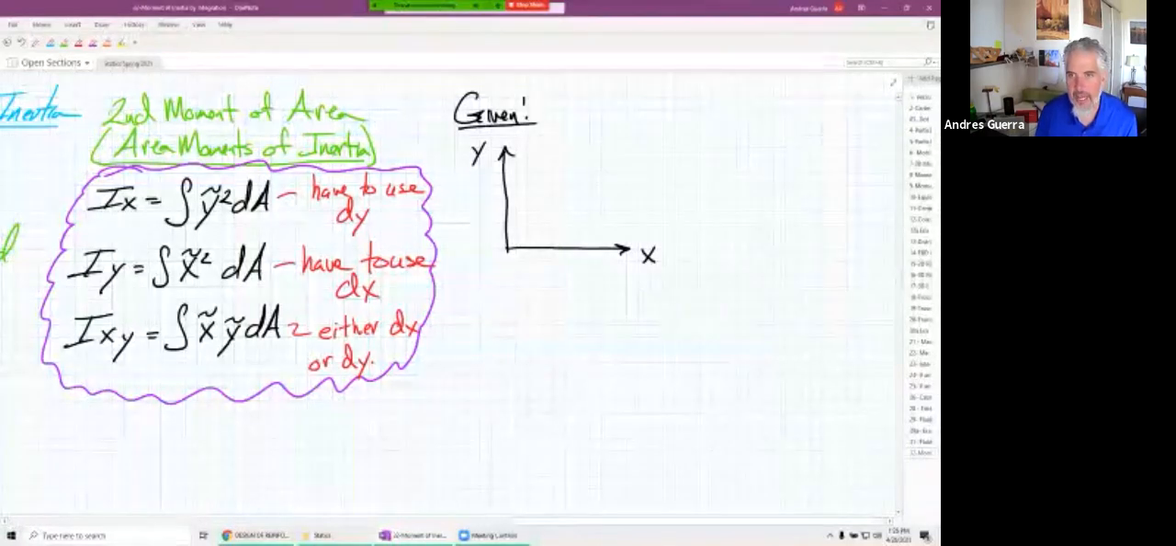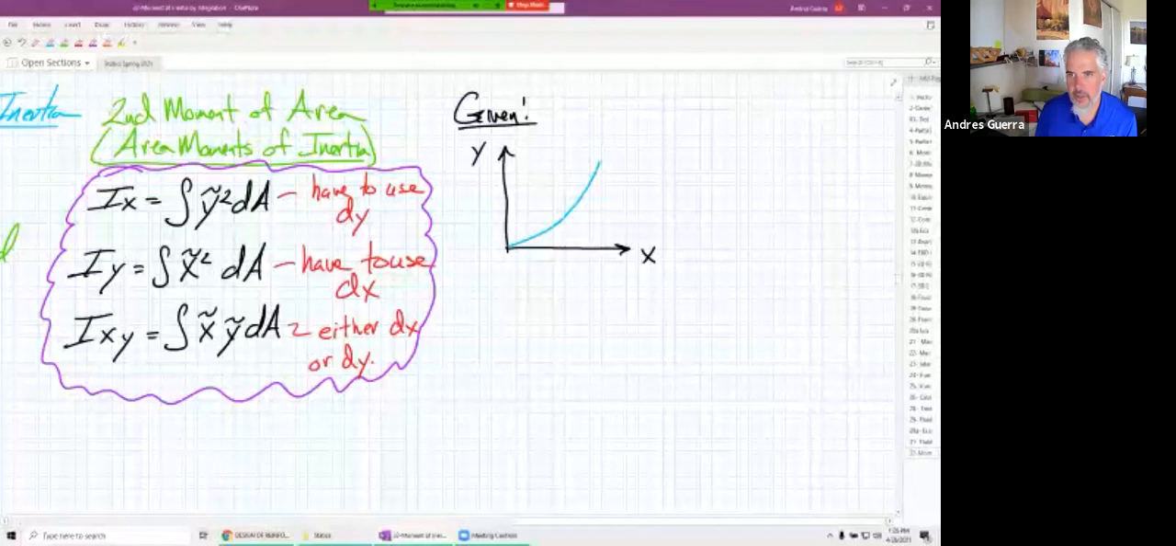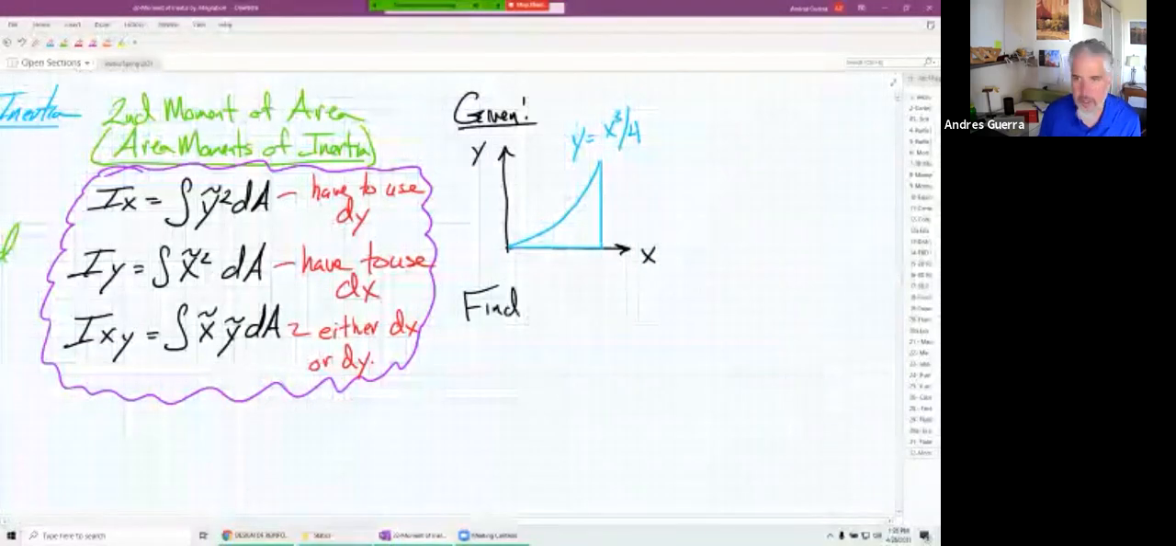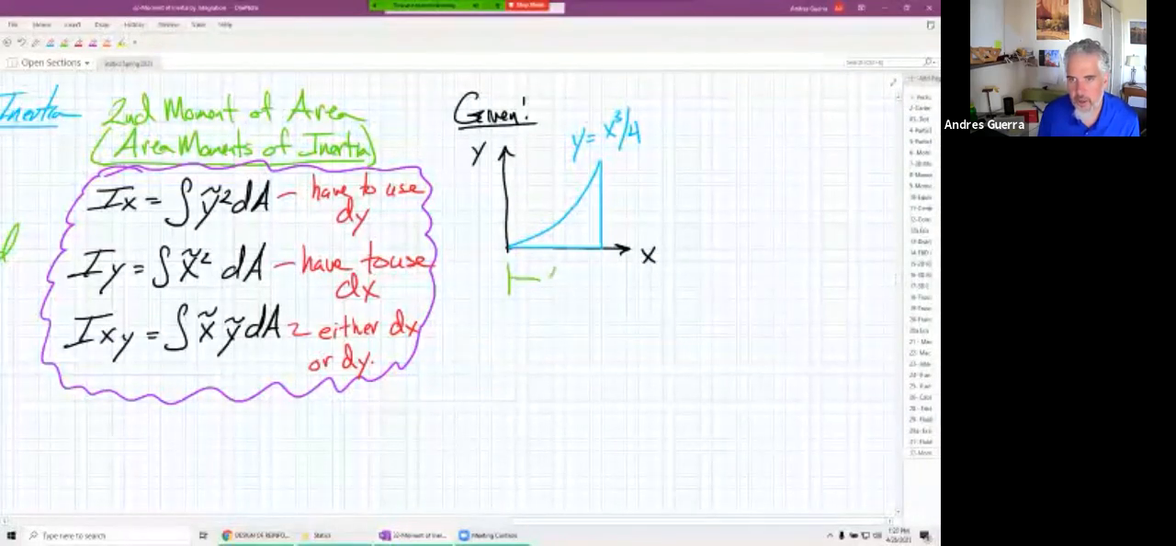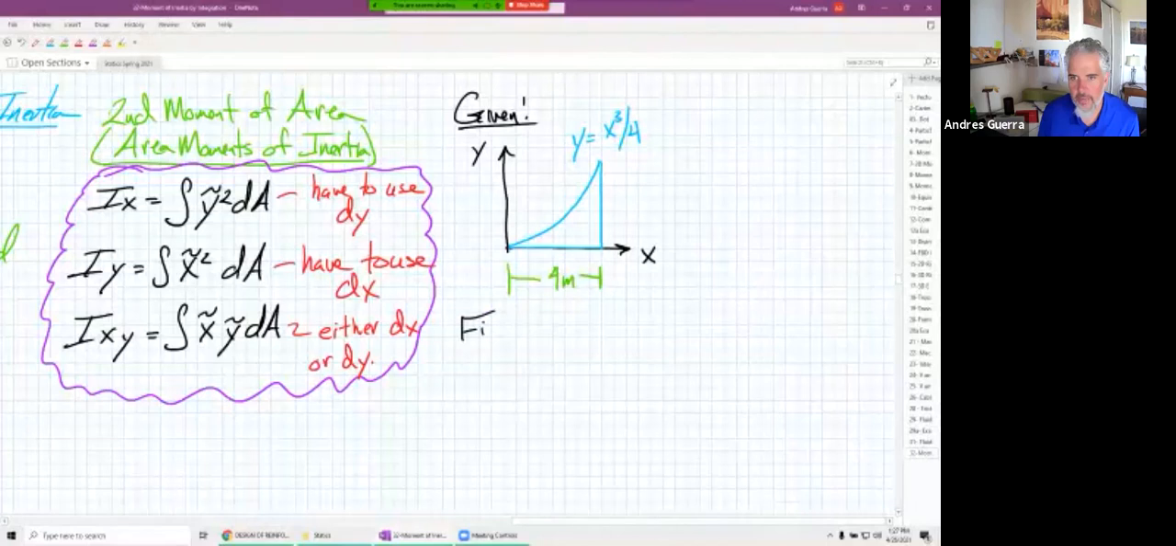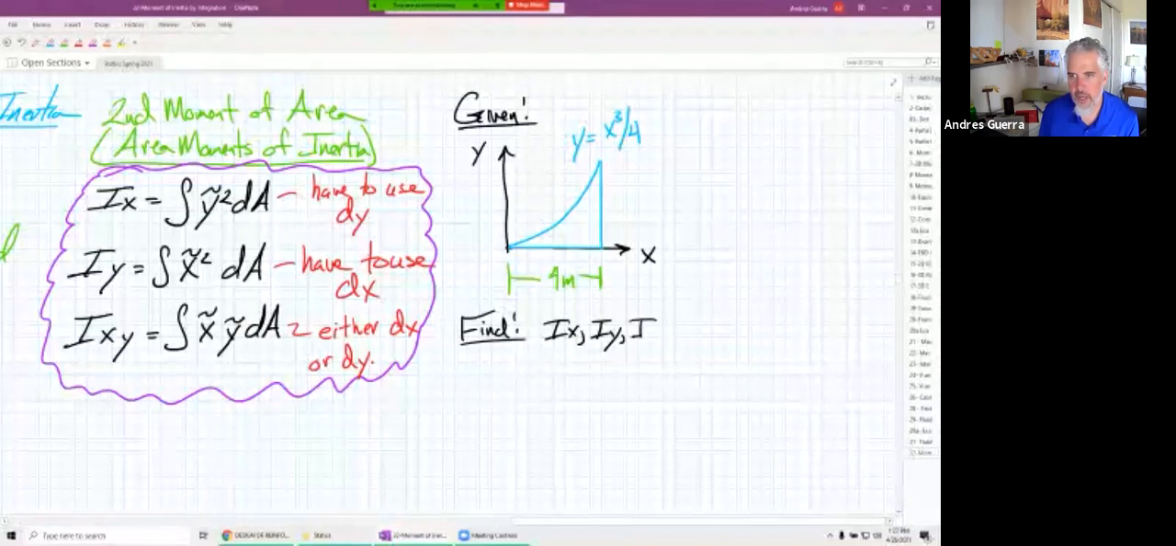And if we have an area that we are trying to find the moments and products of inertia for, this area right here, and this is y equal to x cubed over 4. And we would like to find, oh, I guess we need to know what it's bounded by, don't we? Let me draw the bounds on this here. This is going to be 4 meters from there to there. And so we want to find, for this problem, Ix, Iy, and Ixy.